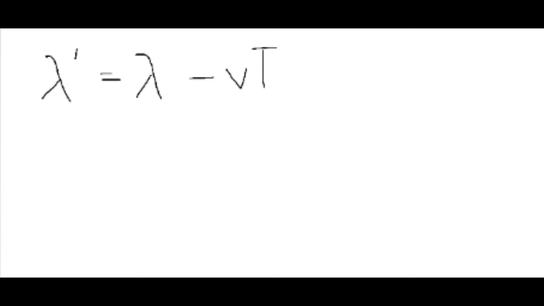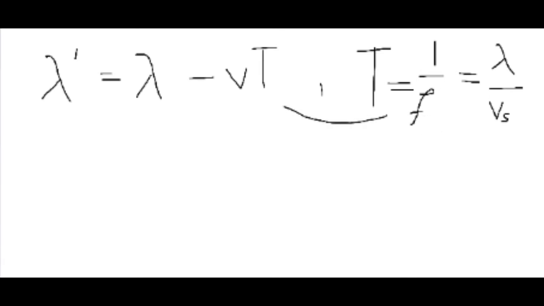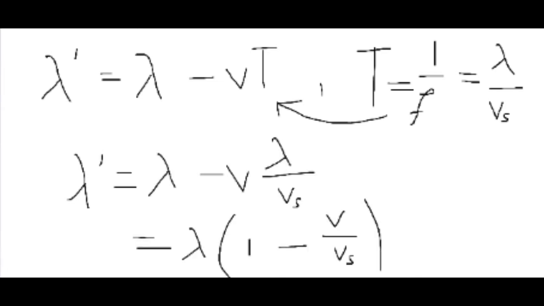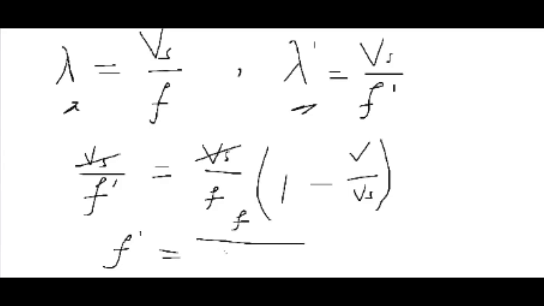This is the equation that we get from the speed of sound, v_s. We substitute T into the previous equation, and we get the formula in terms of frequency.